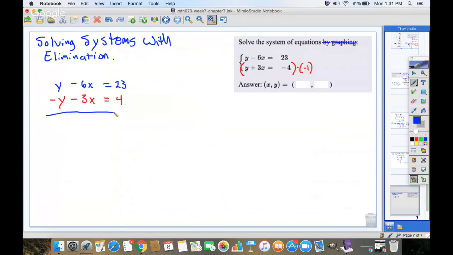And then what we do is once we set up a variable to be the opposite, we just add the equations together. And so like terms I have lined up here. So y plus negative y gives me 0 y's. Then I'll have a negative 6x plus a negative 3x, so that's going to give me a negative 9x. And then I'll have 23 plus 4, which will be 27. So the point of elimination is setting up a variable so that when you add two equations together, one of the variables disappears. Now to solve this, I just break that multiplication by dividing.